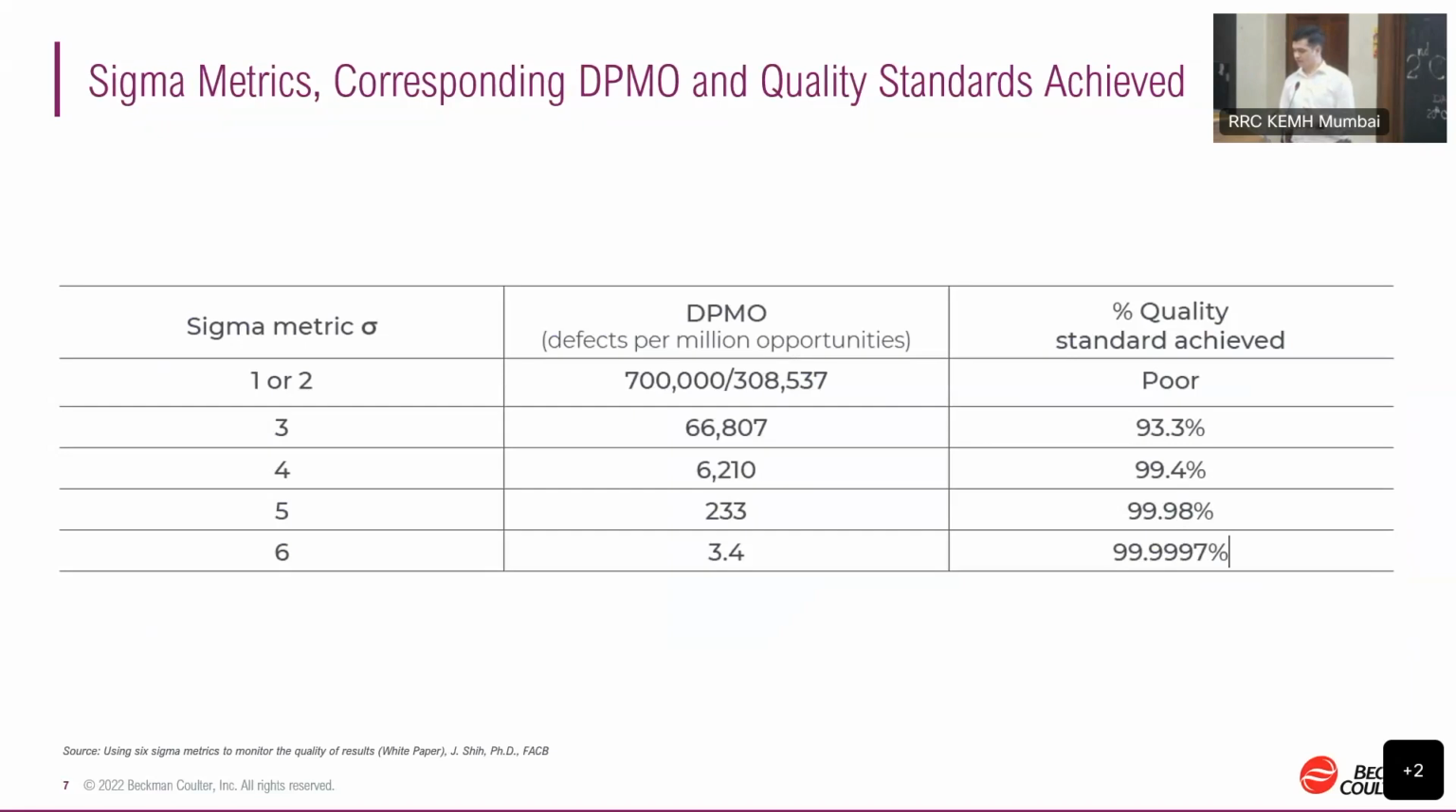Then it translates into the quality standard achieved. So when we talk about 6 sigma, that means 99.999% quality standards we are talking about. Generally in the industry, more than 3 sigma is acceptable. More than 6 sigma is good. Less than 3 needs improvement.